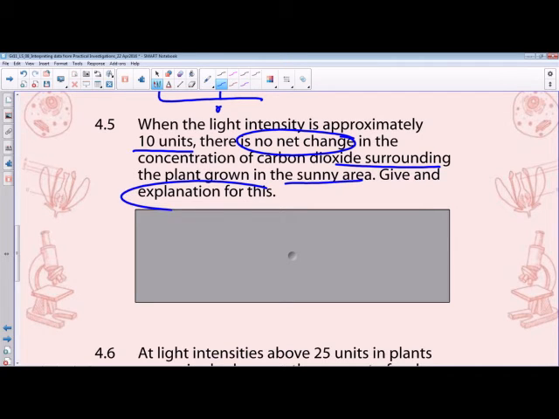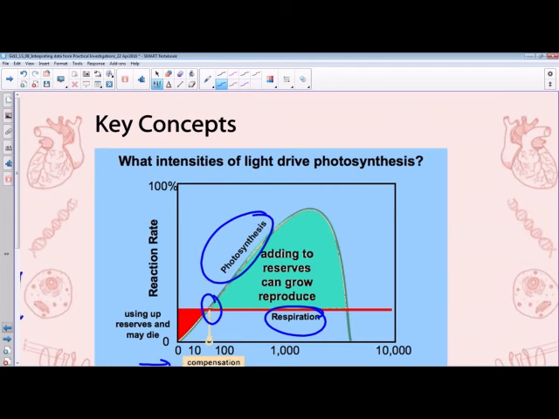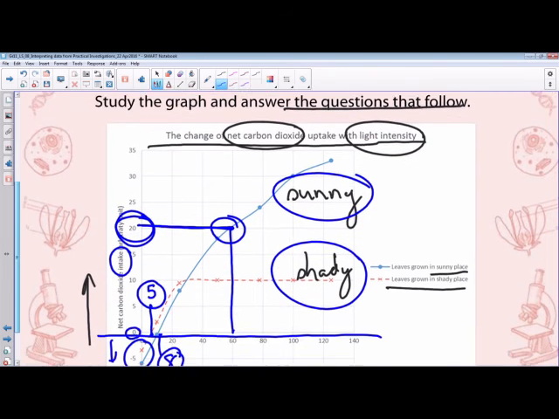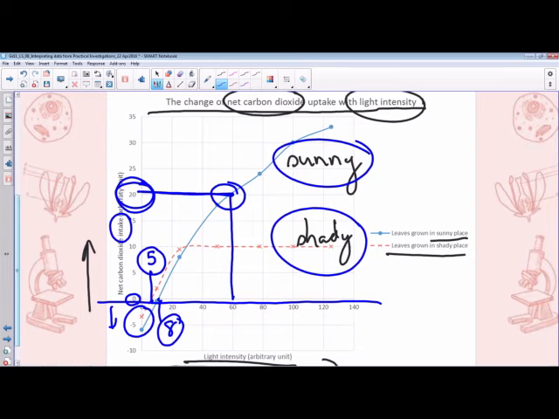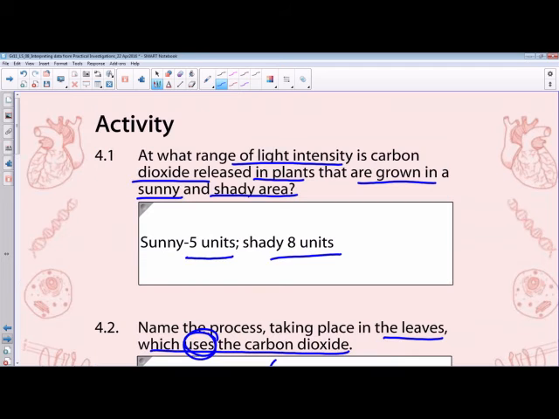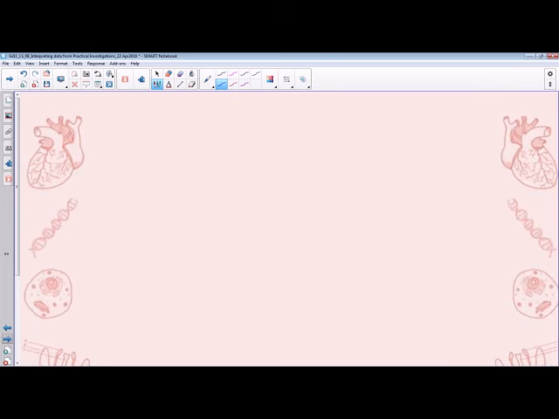Give an explanation for this. So we've got to explain why at 10 units there is no net change. I'm just going to go back to that graph. If you look at 10 units, there is no net change in the amount of carbon dioxide being produced. Essentially, it has to do with the compensation point, which is the point at which the rate of photosynthesis and the rate of respiration are equal.